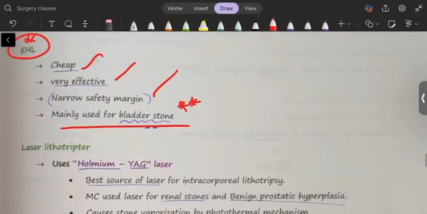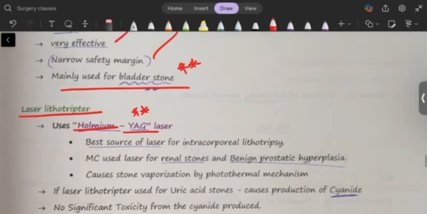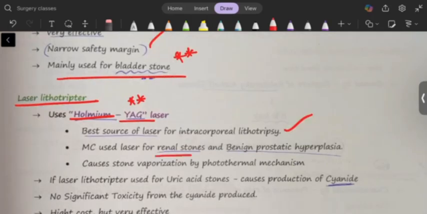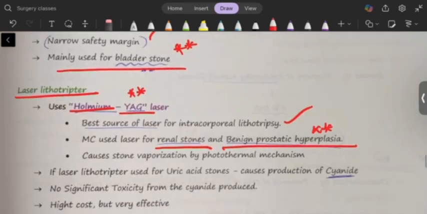urine. Okay, laser lithotripsy usually uses a type of laser called holmium YAG laser. It is the best source of laser for intracorporeal lithotripsy, most commonly used for renal stones and BPH. It causes stone vaporization by a photothermal mechanism. So laser is basically photo light, right? If you focus it on one spot, there will be production of heat. So by that photothermal mechanism it will cause stone vaporization.